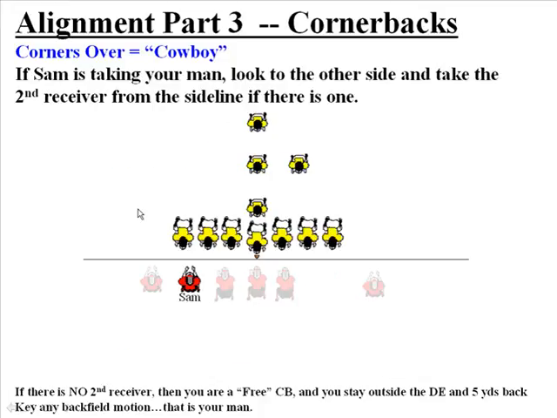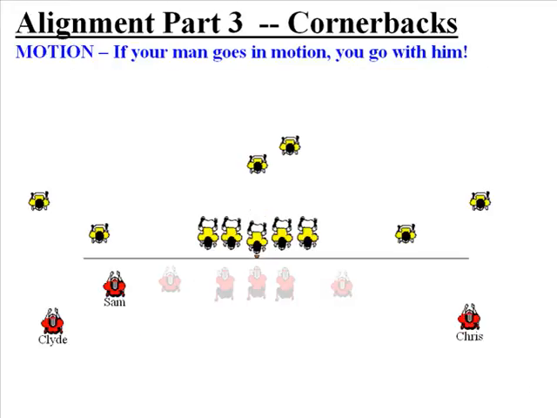All right, so let's go to another one. Here's Sam yelling Louie Louie. Where does Chris go? Can you point to where Chris goes? That's right, he goes there. Where does Clyde go? Clyde is over here. He looks to the right, sees that there's no second receiver. He's a free cornerback. He's waiting for any motion that comes out.